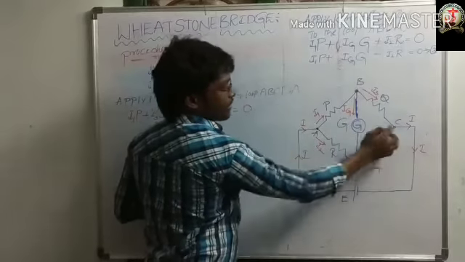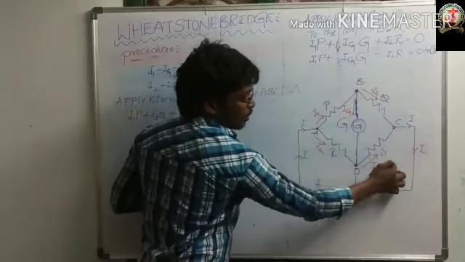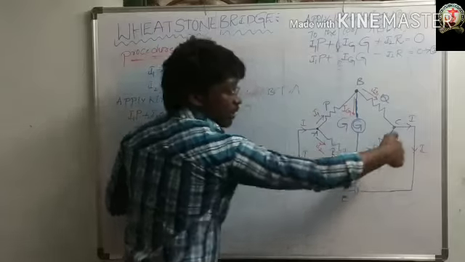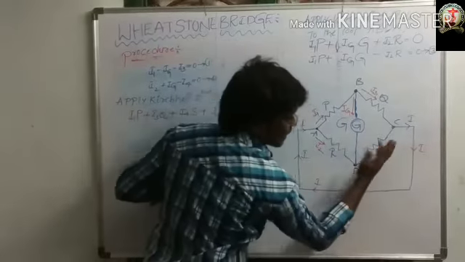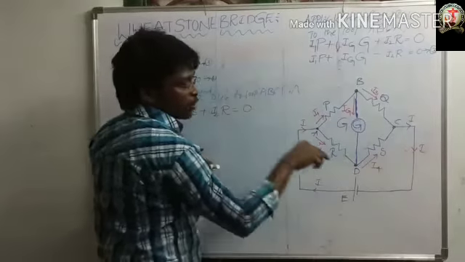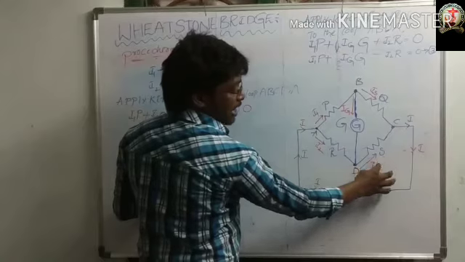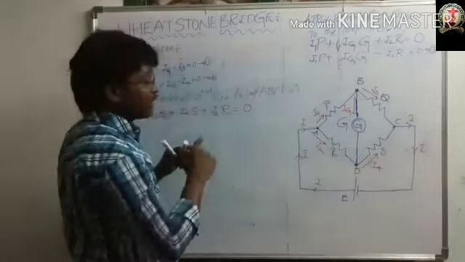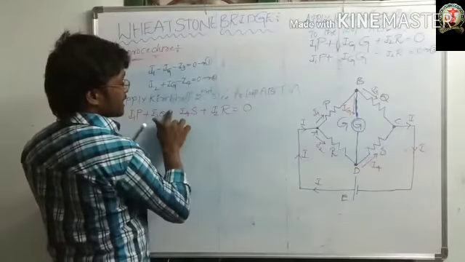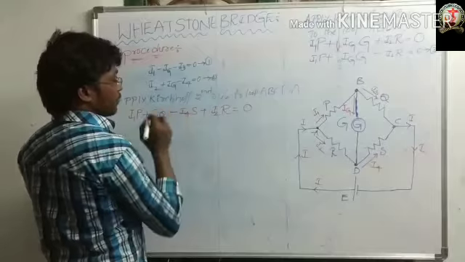Next, C to D. The loop direction is C to D, but the current is opposite. The loop is moving this side and the current is moving this side, so both are moving opposite. So the product of current into resistance, I4 into S, is negative.